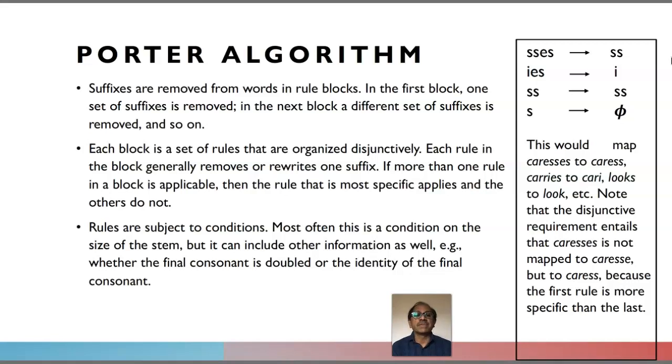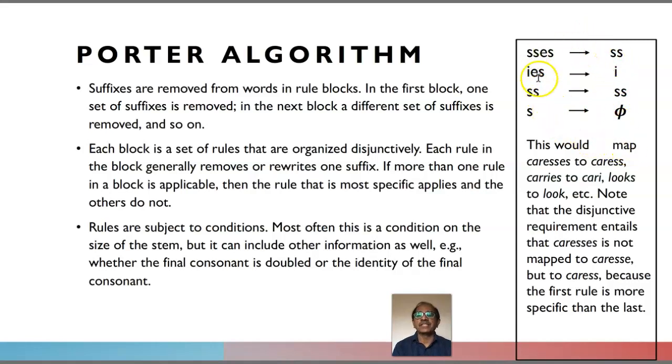If more than one rule is present in a block, then the most specific rule applies and the others do not. Let's take an example here. You have a word ending SSES or a word ending IES, words ending SS and words ending S. So SSES is mapped to SS. That means ES is removed. From IES, I is removed. If it is SS, SS stays. If there is only a single S, that becomes null. Right? This is a block of rules.